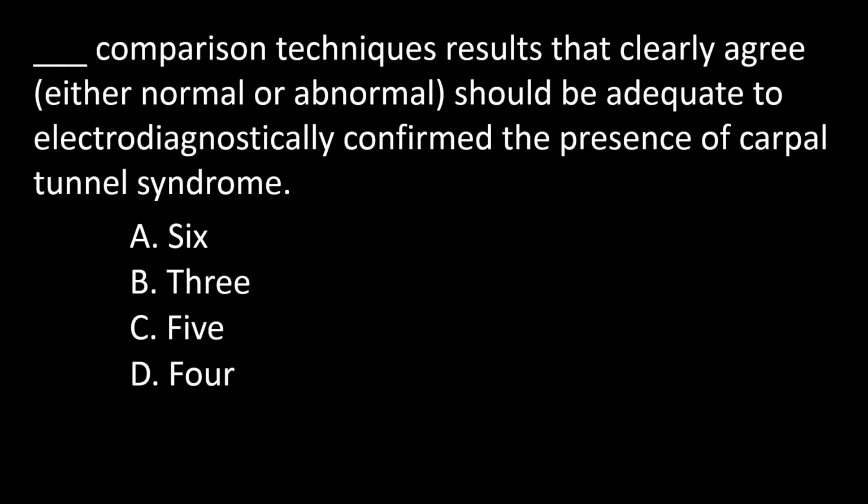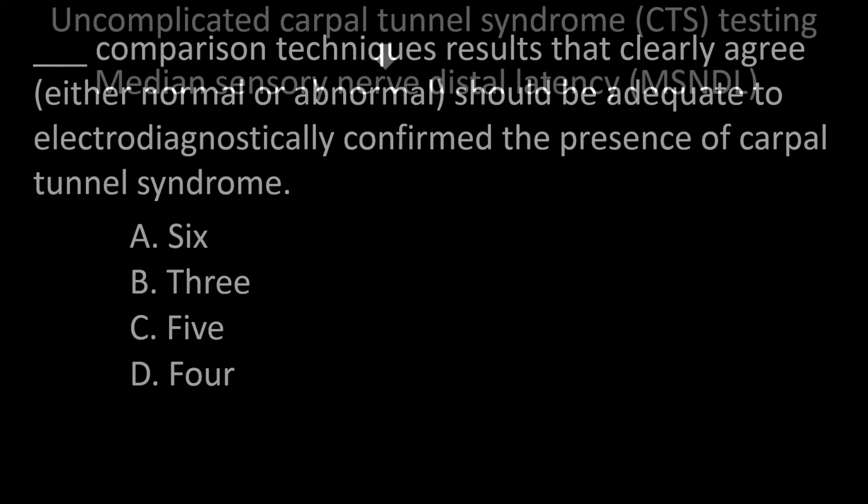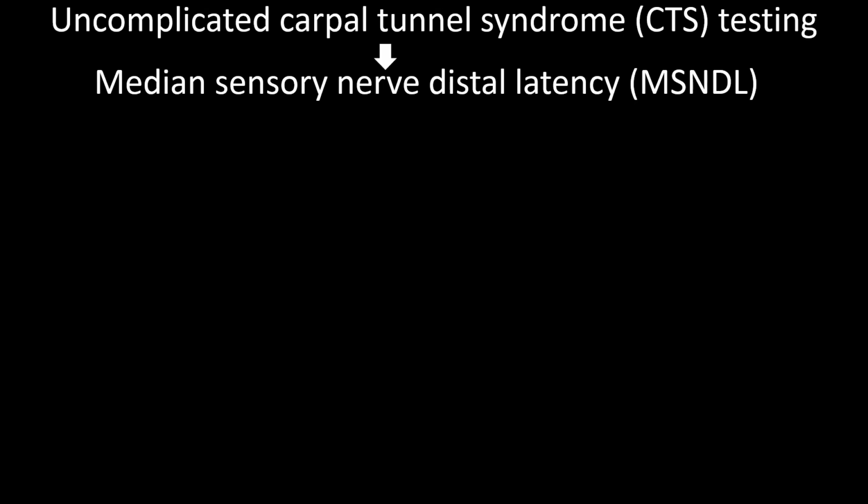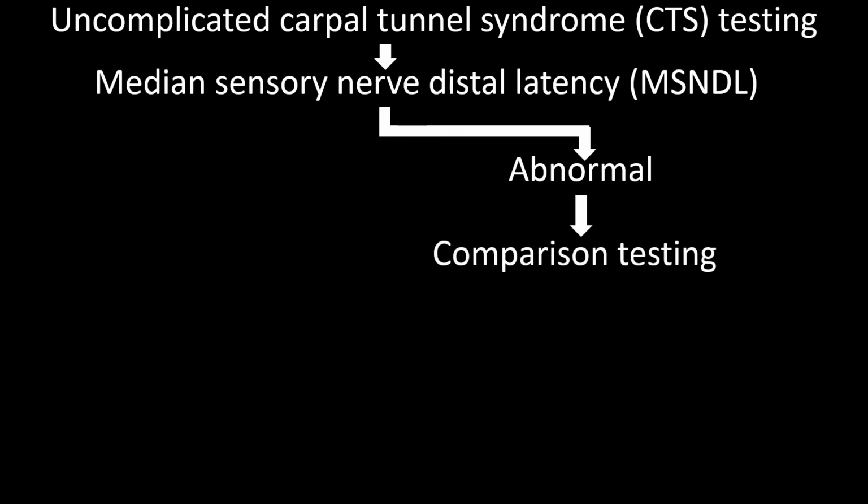Next question. Comparison techniques results that clearly agree, either normal or abnormal, should be adequate to electrodiagnostically confirm the presence of carpal tunnel syndrome. A6, B3, C5, D4. Traditionally, the testing obtained in patients with suspected carpal tunnel syndrome is median sensory nerve distal latency. If this test is abnormal, one comparison testing is all that is needed for electrodiagnostic confirmation of carpal tunnel syndrome.